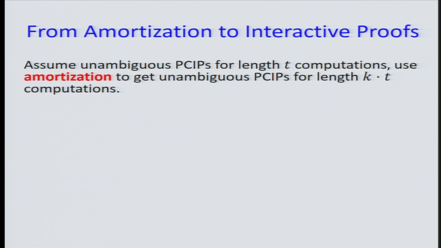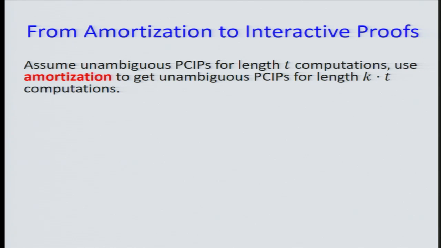Okay, so I'm almost done. I just want to briefly recap what the high-level protocol was for getting the constant round interactive proofs. Recall for this outer recursion, we assume that we have whatever type of interactive proofs are good for us for small computations of length t. And we want to construct, using amortization, the same type of interactive proofs for computations of length k over t.